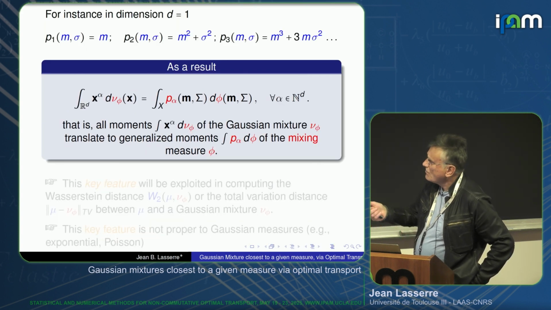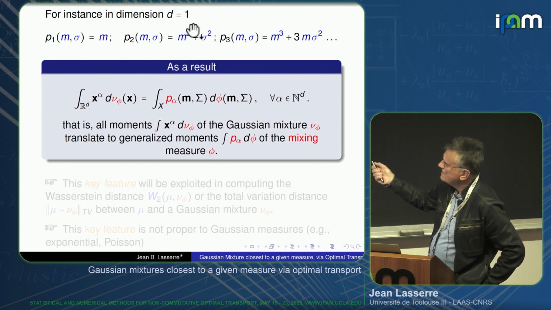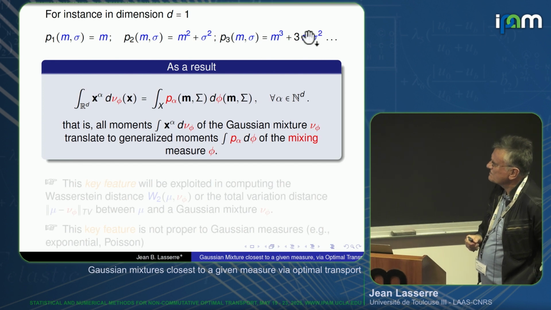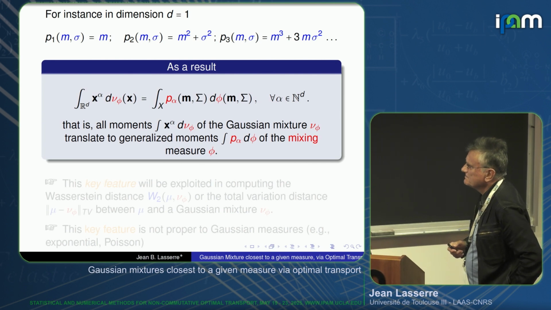For example, in dimension 1, it's classical. If you look at the moments, the first moment is just equal to the mean. The second moment is m^2 plus sigma^2. The third, p3, is m^3 plus 3 m sigma^2, and so on. It's a homogeneous polynomial in m and sigma of degree alpha.